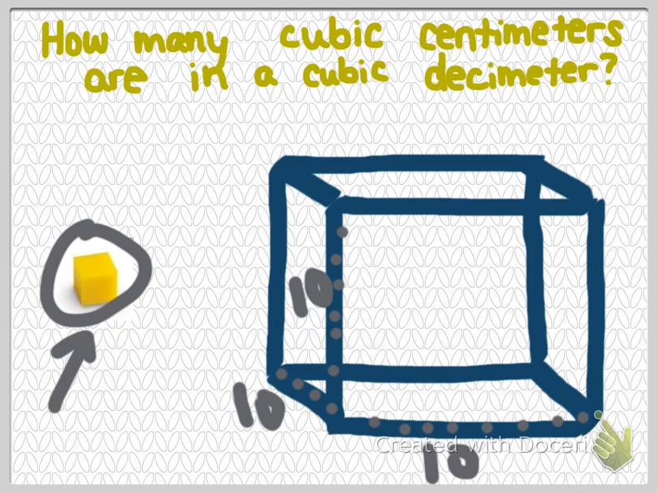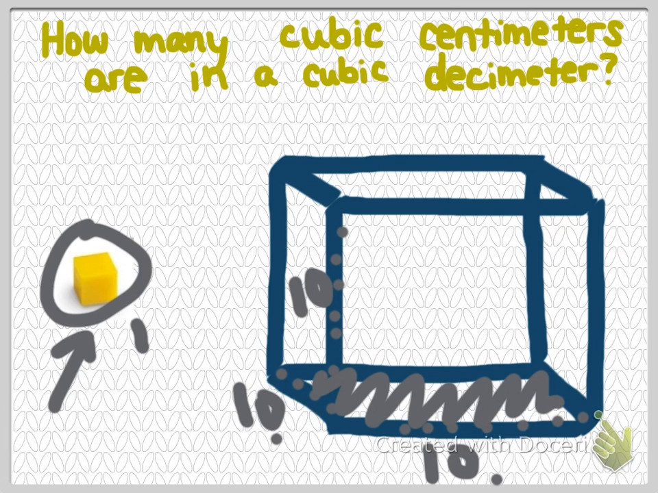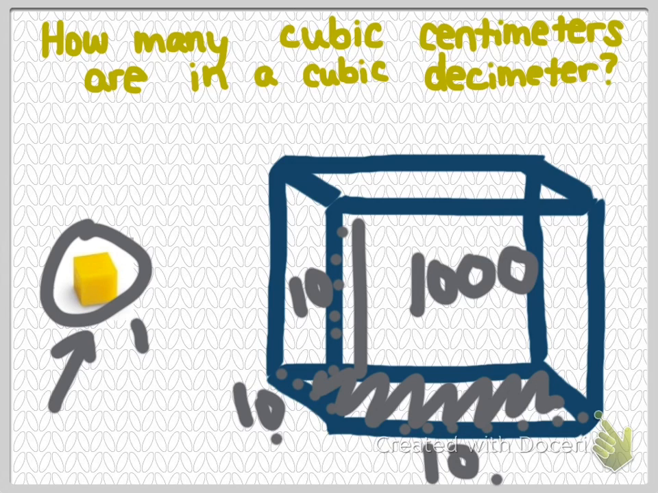So let's find the base first. 10 times 10. We know that is 100. So it would take 100 of these little yellow cubes to fill in one layer on the bottom of our decimeter. Then we would have to multiply 100 by our height of 10. 100 times 10, that would be 1,000 cubes, 1,000 cubic centimeters to fill in a cubic decimeter.